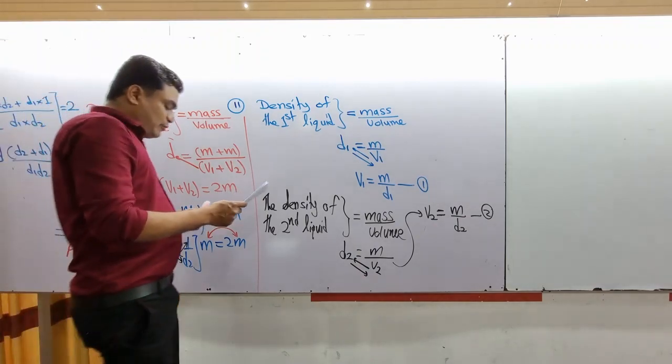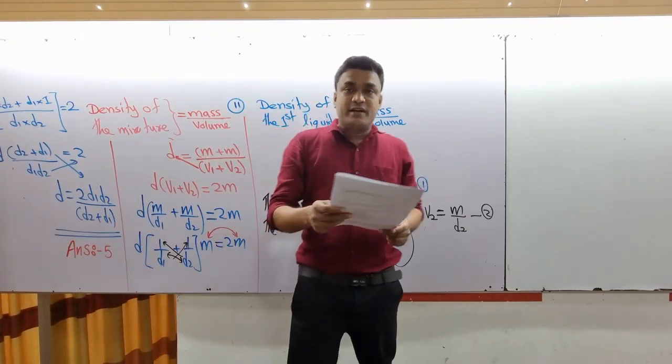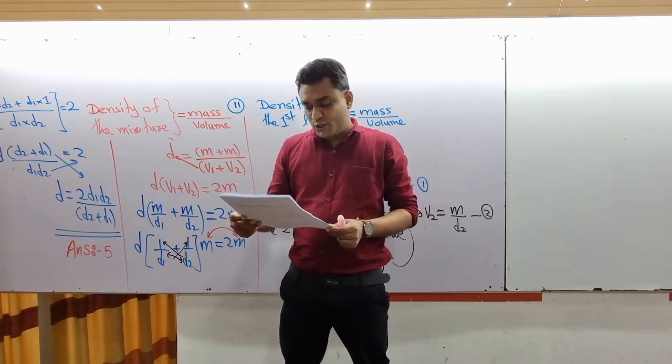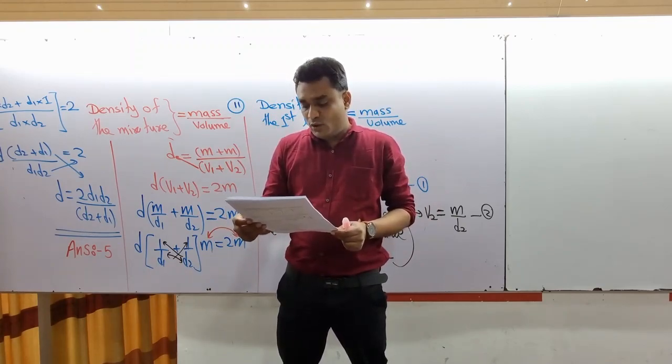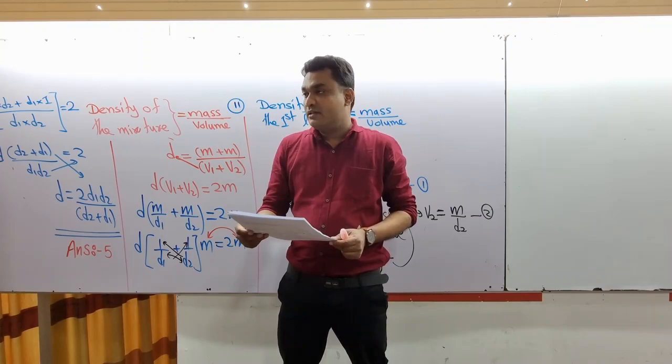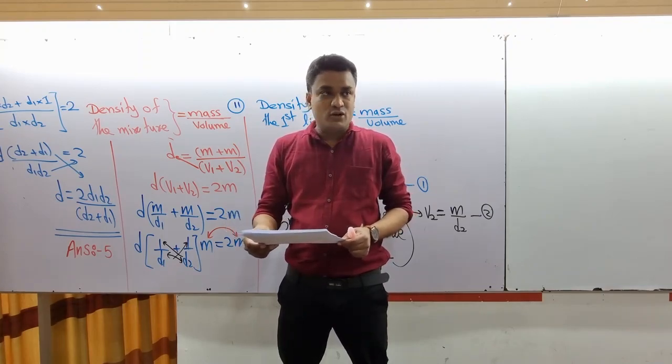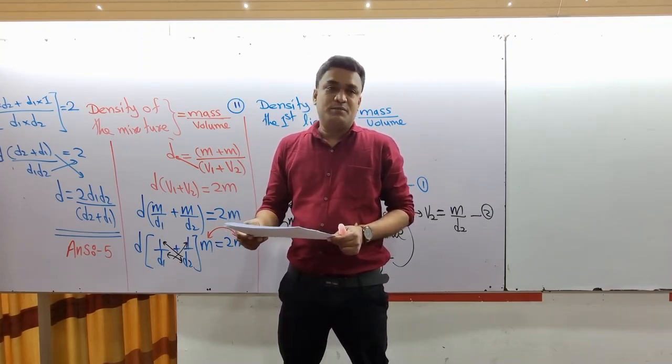Now then, let's try question number 12. Three different spheres are shown in the following figure. All of them are in equilibrium. It means they are at rest. They are not moving in any direction, in simple words.